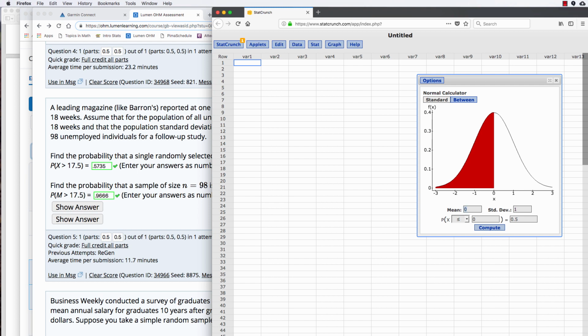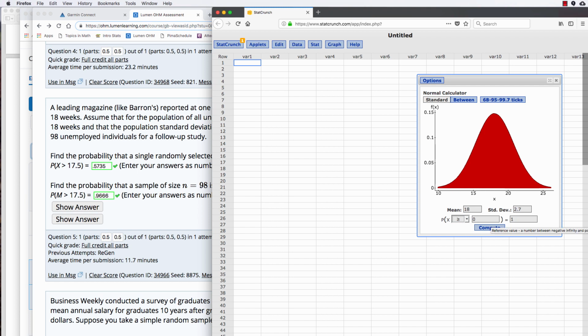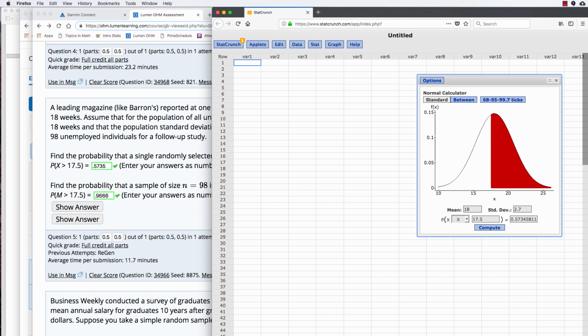So in this case, the mean again was 18 weeks. The standard deviation was 2.7. We want to do greater than 17.5. And when we compute, we see it's 0.57345811.